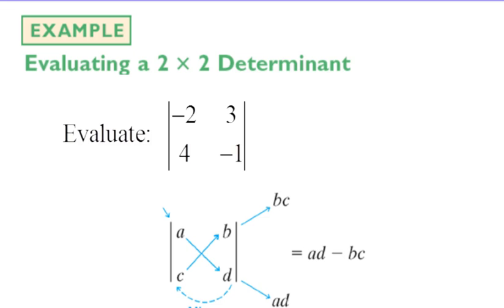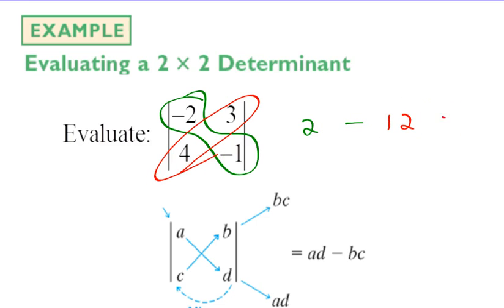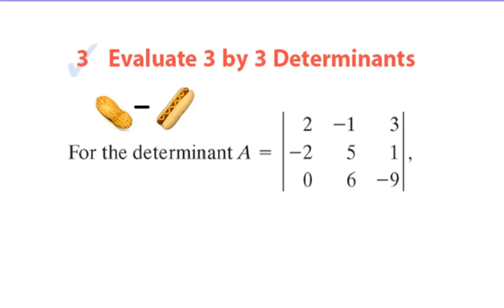So an example of this would be negative 2 times negative 1, which is 2, minus 12, negative 10. If it's a 3 by 3, you can rewrite column 1 and column 2 here. 2, negative 2, 0. Negative 1, 5, 6, and I'll still do peanut minus hot dogs.